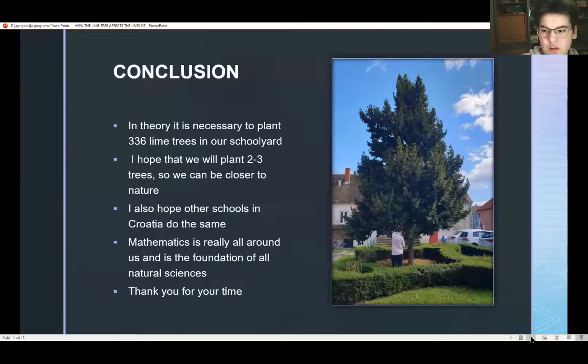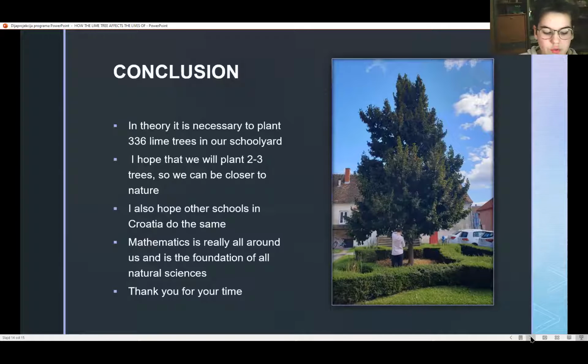And I'm extremely pleased to have done this research to highlight the importance of tree planting and their usefulness and the lack of them in the environment. But I am aware that we cannot plant 336 lime trees in our schoolyard. But I hope that the school authorities will plant at least 2 to 3 trees so we can be closer to nature. I also hope other schools in Croatia do the same as the project says.